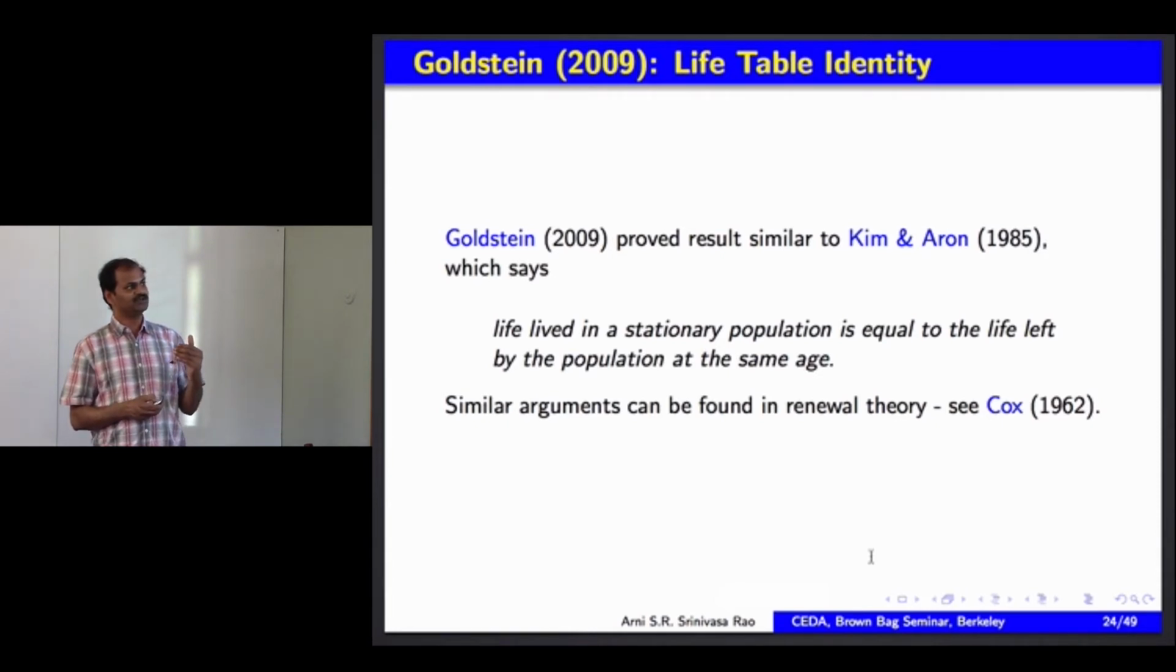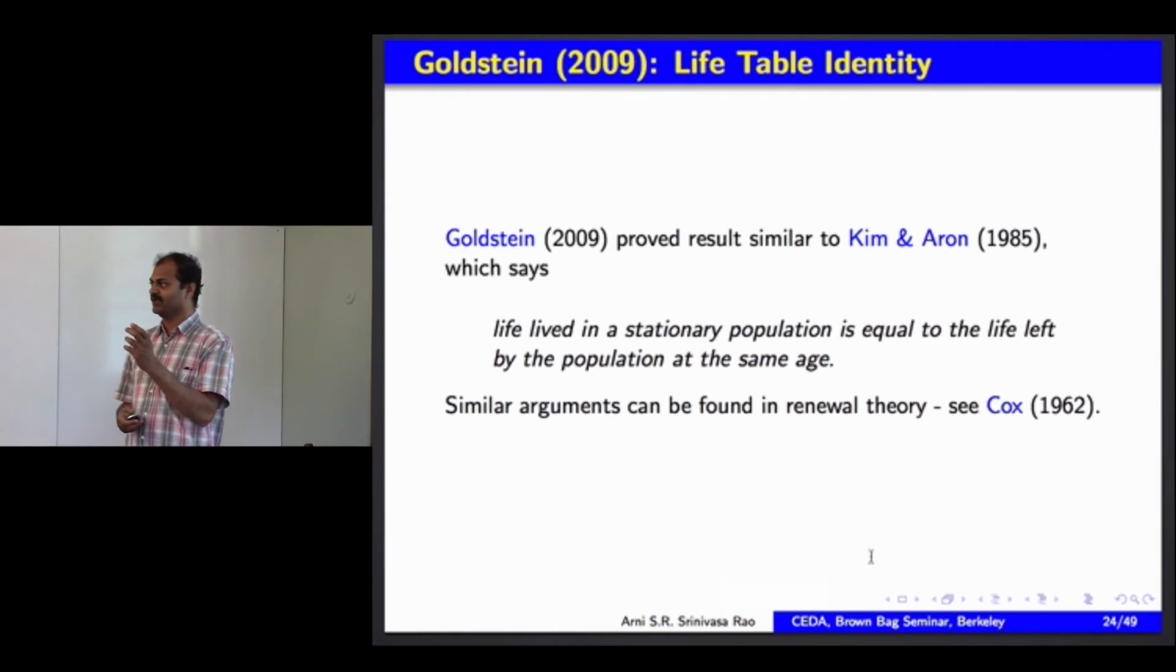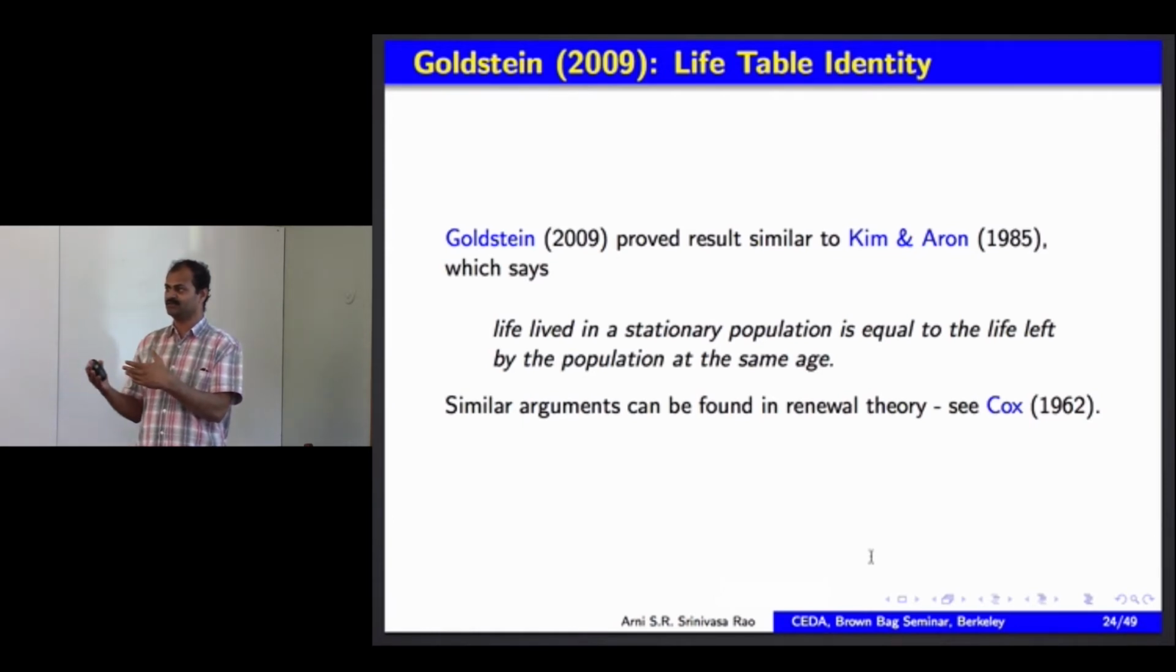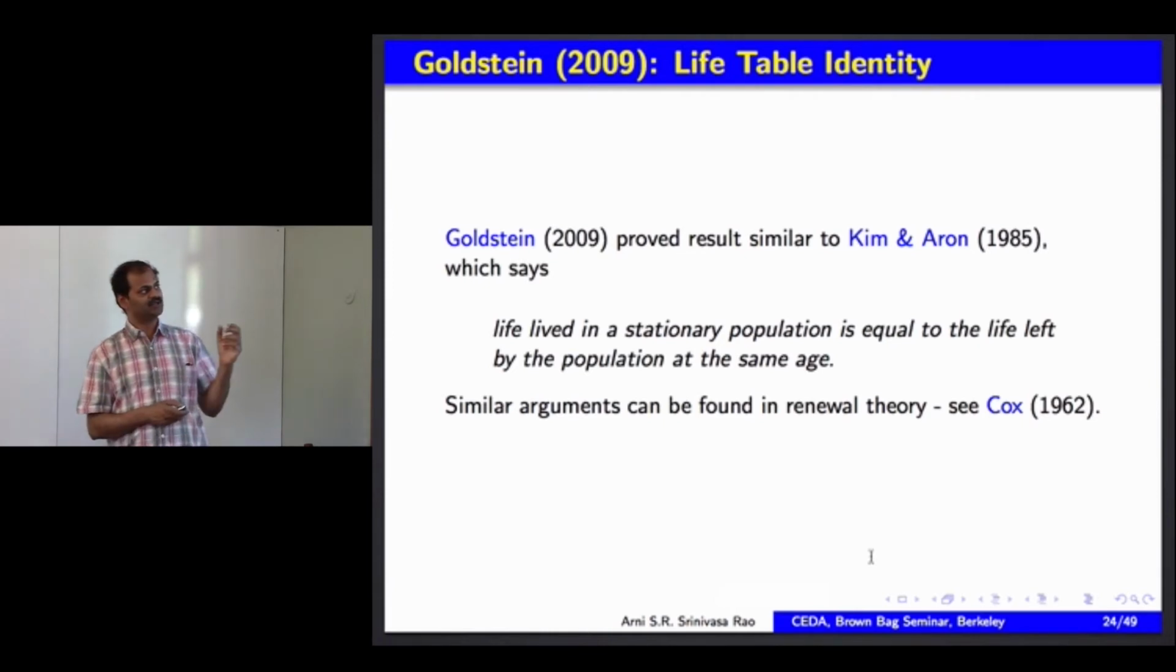So this is also similar to what we saw there, but in a different listing. Life lived in the stationary population equals life left in the stable population at the same age. Similar arguments can be found in renewal theory, Cox in 1962, if you see that book. Similar arguments were there in the Cox book based on the renewal theory by Lotka and then the renewal theory by William Feller, all of which Cox actually summarized in his book. And this sort of relation was there.